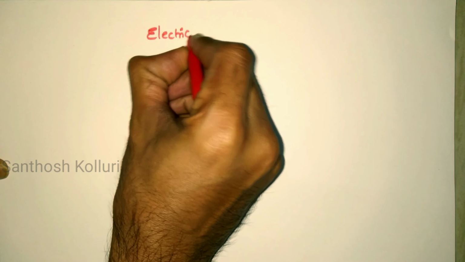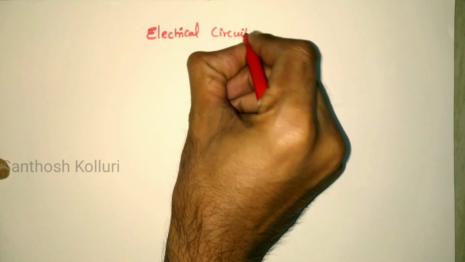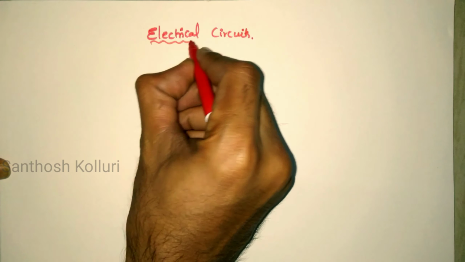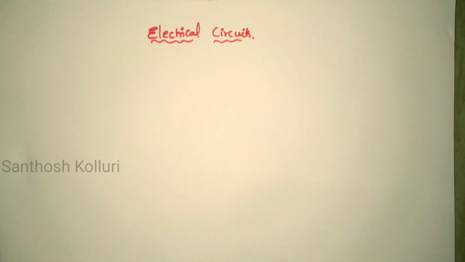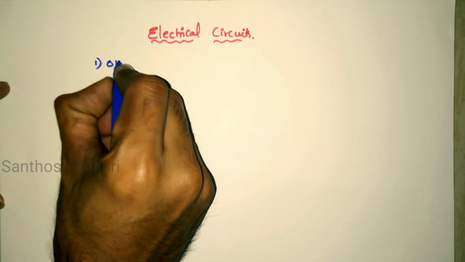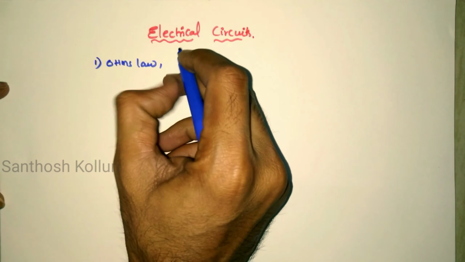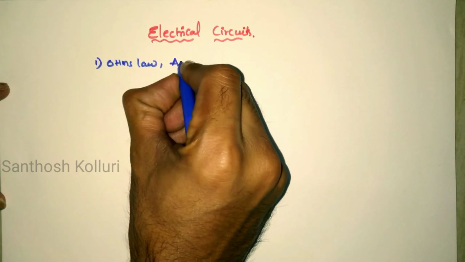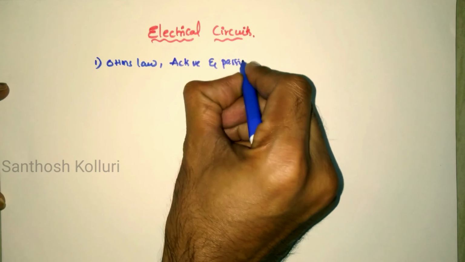Electrical circuits. So in these electrical circuits, we have different parts. The first one is Ohm's law, and active and passive elements.